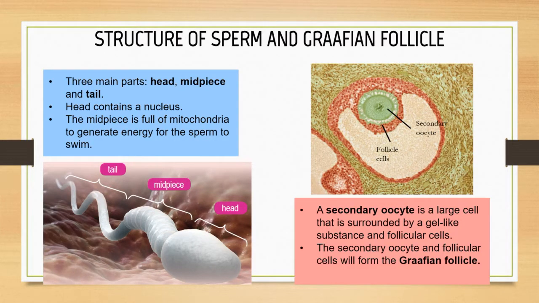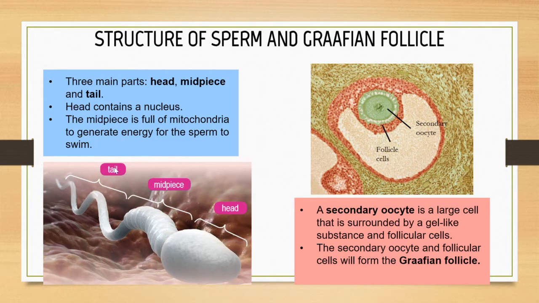So let's continue a little bit more about gametogenesis in humans. Okay, so let's go to the structure of the sperm and the Graafian follicle.